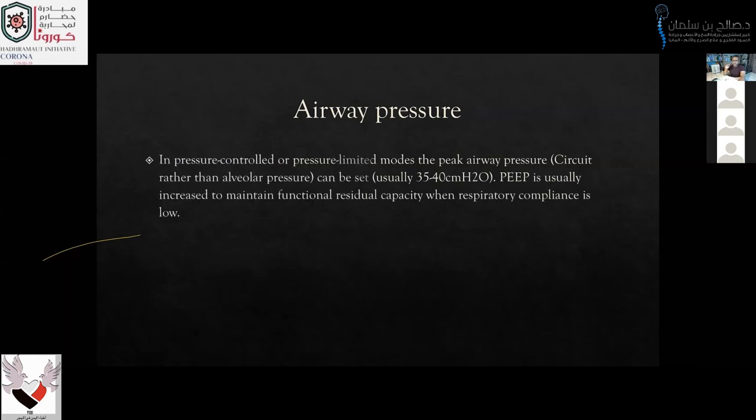Airway pressure. In the pressure controlled or pressure limited mode, the peak airway pressure in the circuit, rather than alveolar pressure, can be set, usually between 35 to 40 centimeter water. PEEP is usually increased to maintain functional residual capacity when respiratory compliance is low. PEEP is one of the beautiful functions in mechanical ventilation that allows you to deal with pneumonia and atelectasis patients, but it is really harmful with ARDS and emphysematous patients. It could be lethal. Please take care.